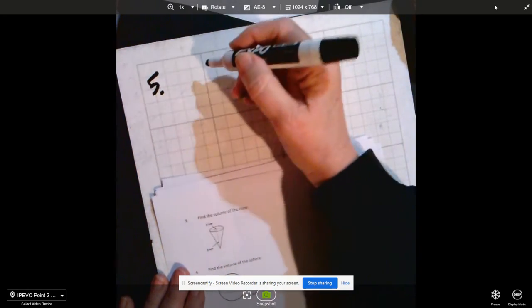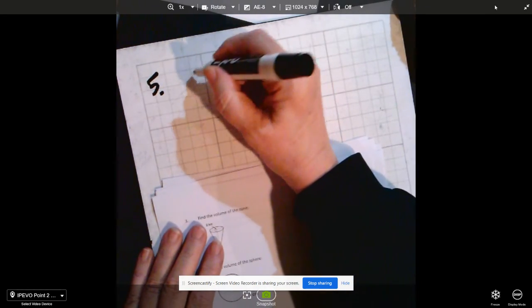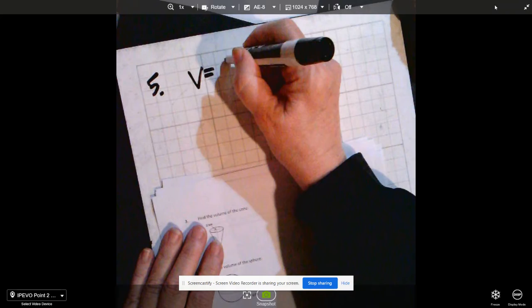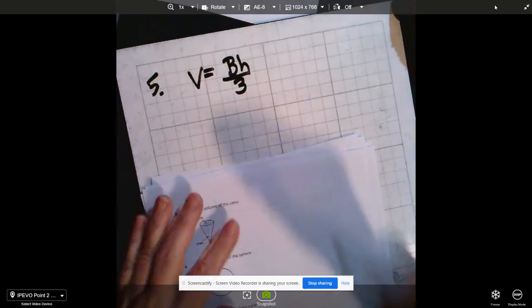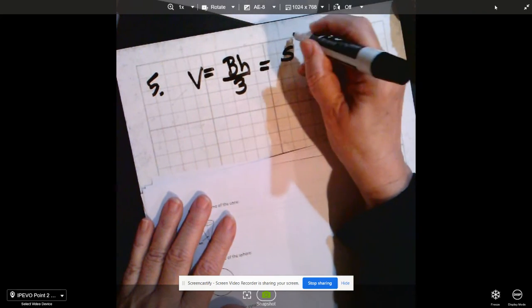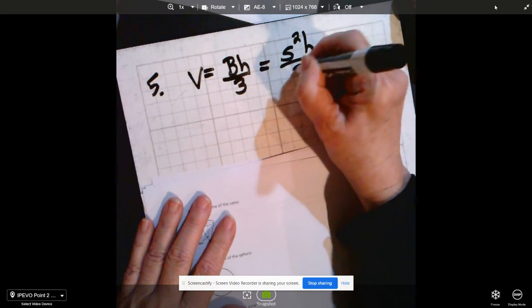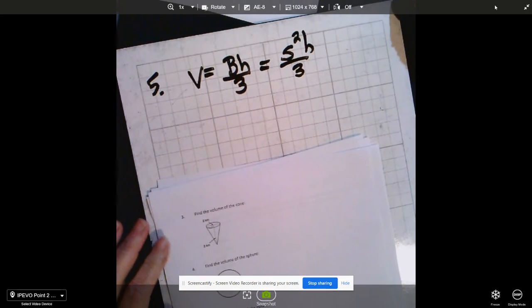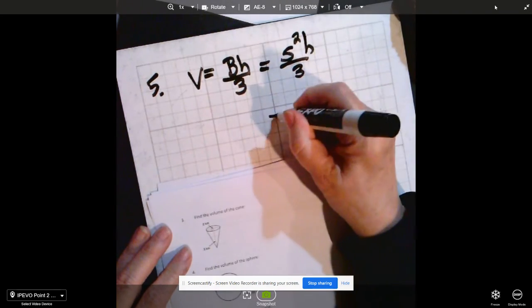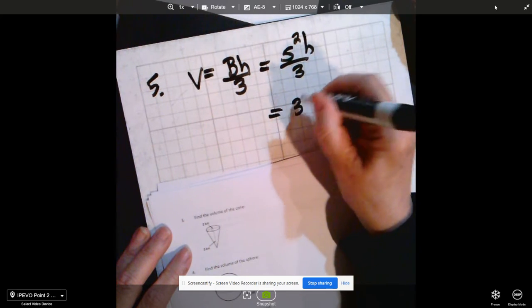All right, let's do number 5. It says the volume of a pyramid. So once again, the formula for a pyramid would be the area of the base times the height divided by 3. Well, the base of this pyramid is a square because this is 3 and this is 3. So it would be side squared times h divided by 3 because side squared is the formula for the area of the base. So the side is 3 squared.